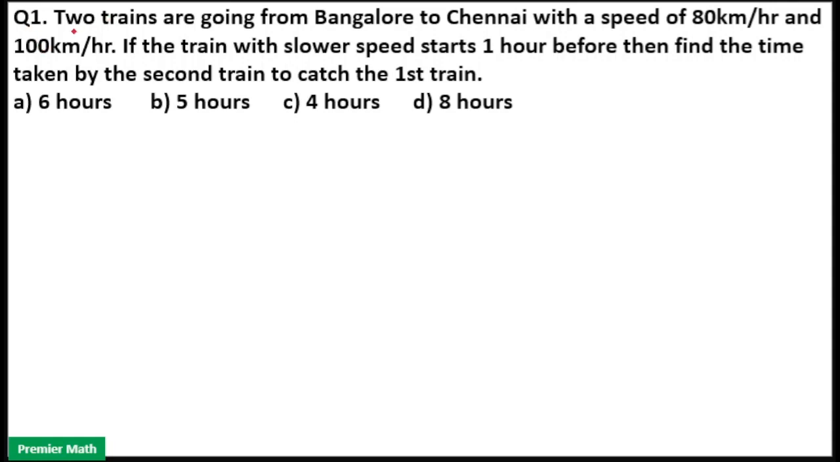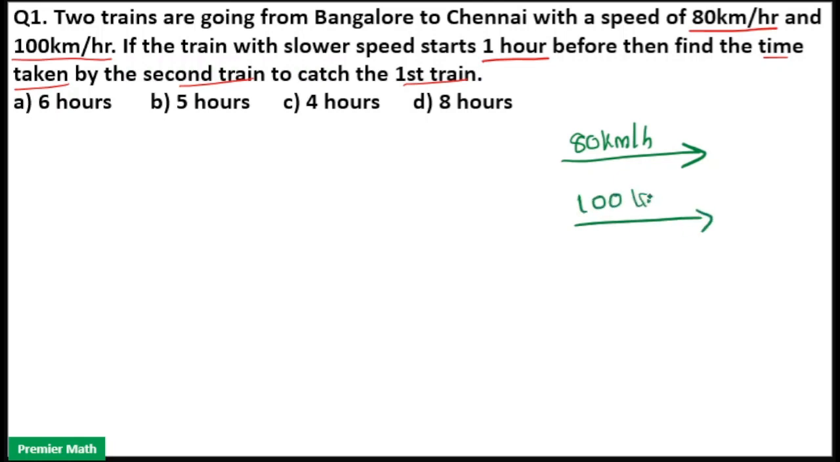Our first question is, two trains are going from Bangalore to Chennai with a speed of 80 km per hour and 100 km per hour. If the train with slower speed starts 1 hour before, then find the time taken by the second train to catch the first train. Here, the slower train has speed 80 km per hour and the faster train has speed 100 km per hour. And the slower train starts 1 hour before the faster train.